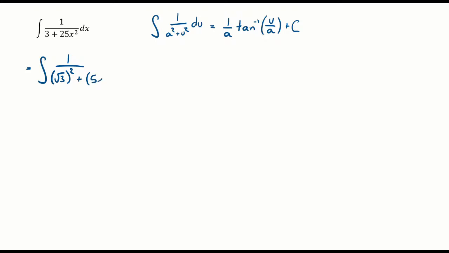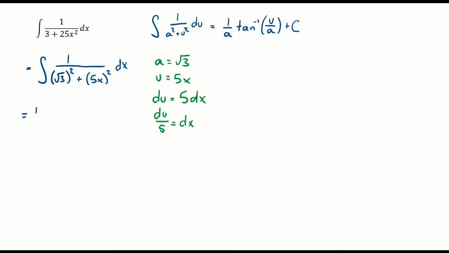25x squared is the same as 5x squared dx. So what that means is I now have a equal to the square root of 3, u equal to 5x, and I'm letting a equal that so that when I do these substitutions, it is going to look exactly like the formula. Now I do still have to worry about this u substitution and do du, and that gives me 5 dx, which means du divided by 5 equals dx.